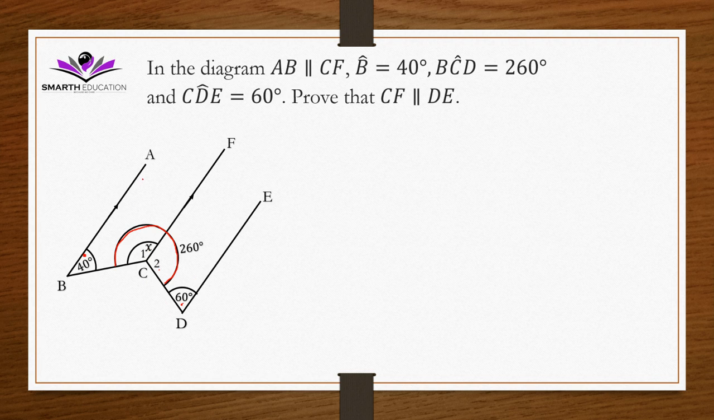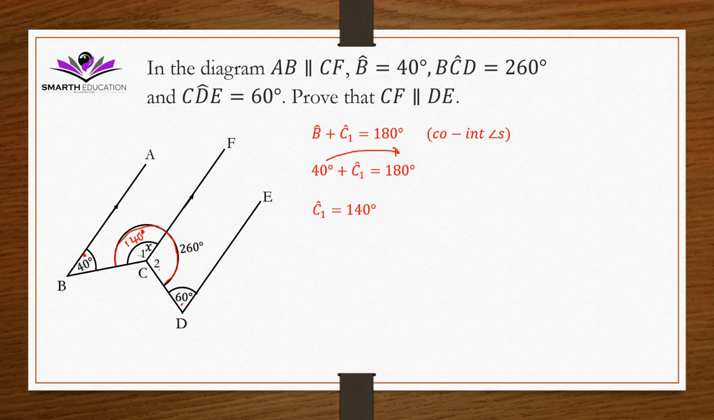Let's start by finding angle C1. We're given that AB is parallel to CF, so angle C1 and angle B are co-interior angles. They must add up to 180 degrees. We substitute our B there, meaning that angle C1 is 180 degrees minus 40 degrees, and you get 140 degrees. So this is 140 degrees.